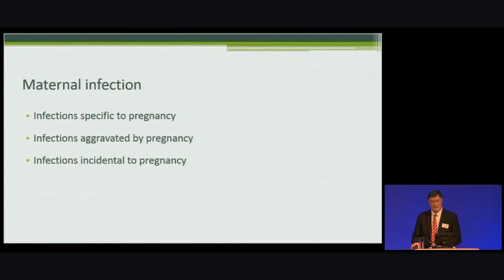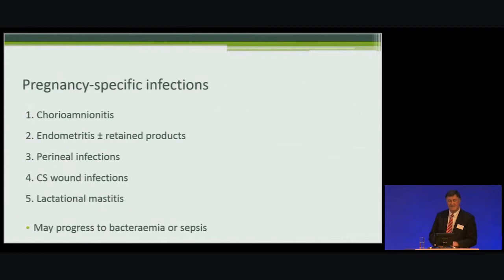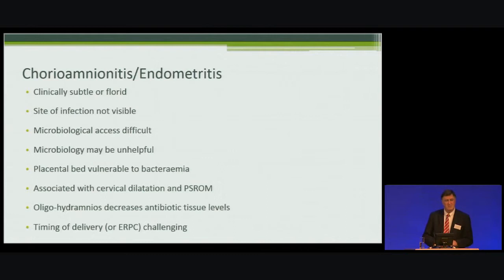I have identified five pregnancy-specific infections: chorioamnionitis, endometritis, perineal infections, wound infections, and lactational mastitis. Any of these infections may progress to bacteremia or to sepsis. There are two distinct groups. There is chorioamnionitis and endometritis.